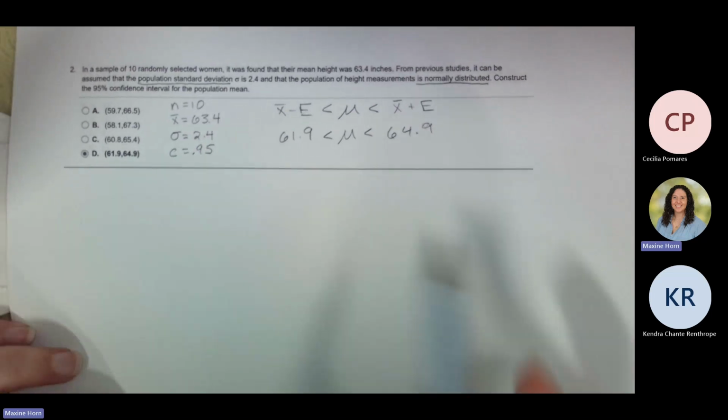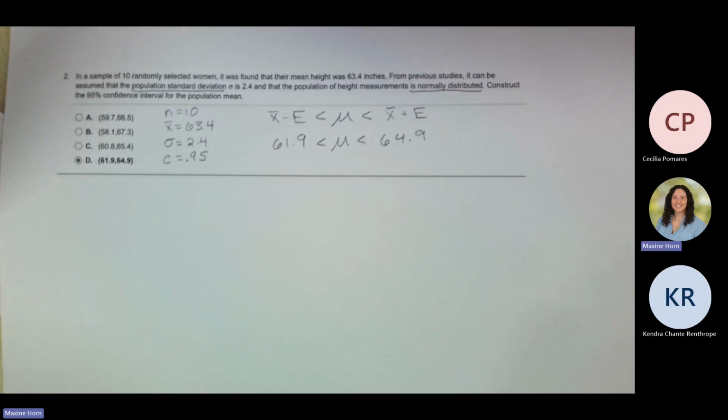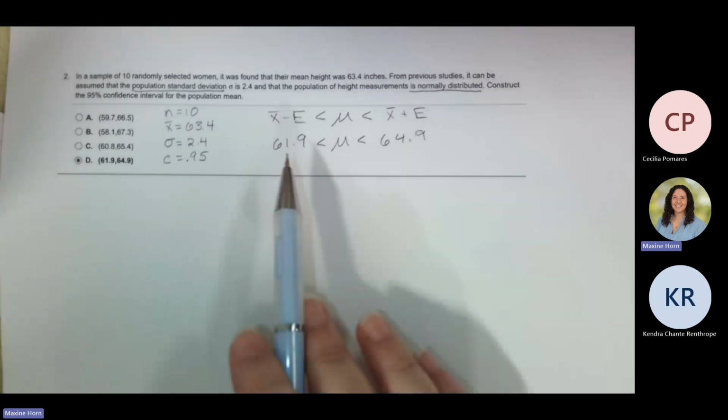All right, yeah, so then we got our numbers. Again, always make sure that you understand what you found. We're 95% confident that the population mean falls between these two values.